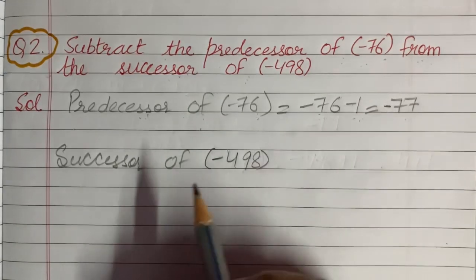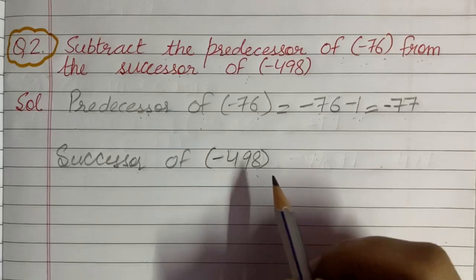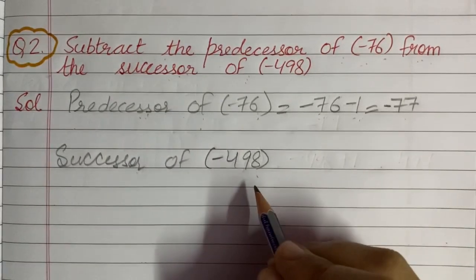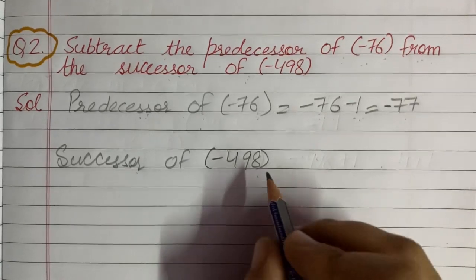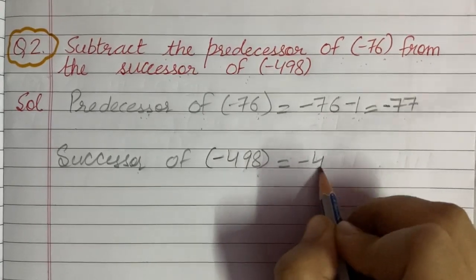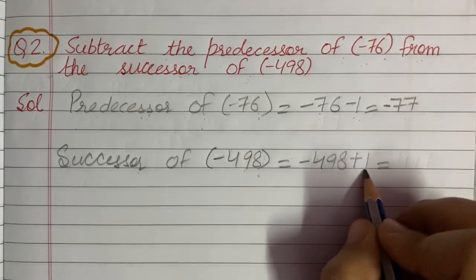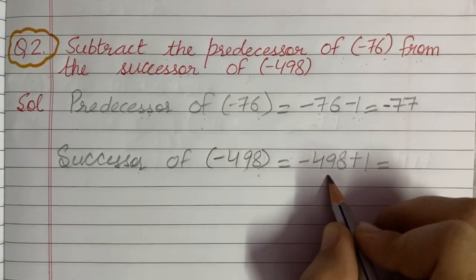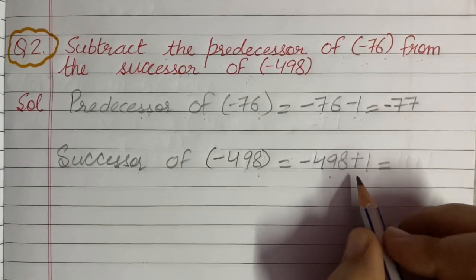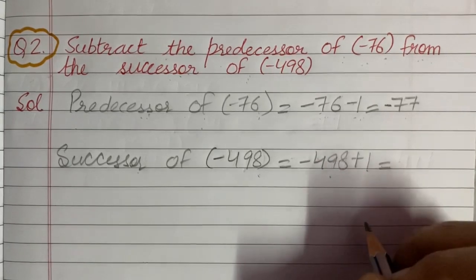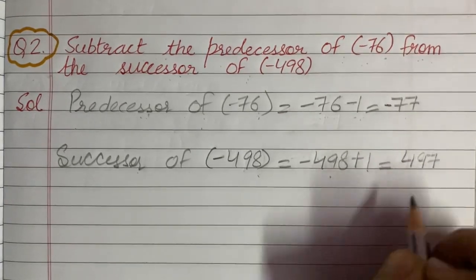Now next we will find out the successor of minus 498, and in order to find out the successor of minus 498, what we will do? We will add 1 to the given number, and on adding 1 to this negative integer, what we will get? See students, both the signs are different. So when the signs are different, what we used to do? We used to subtract them.